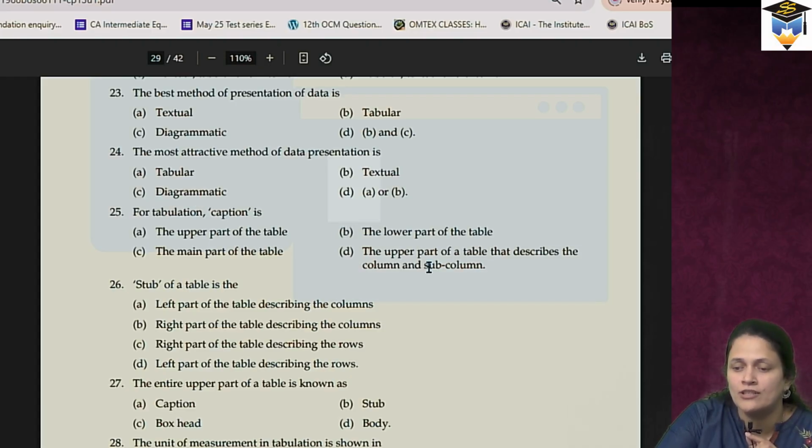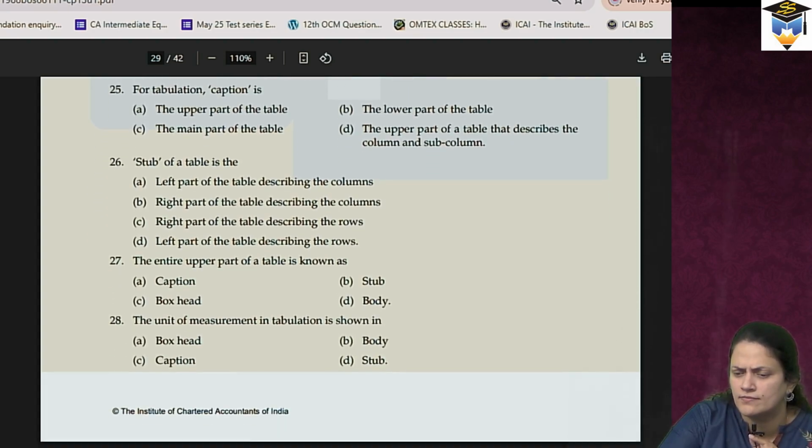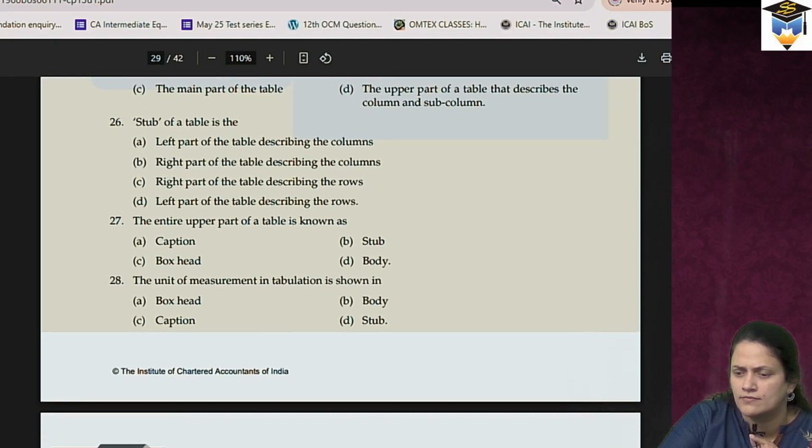For tabulation, caption is upper part of the table, option A. Stub of a table is describing the columns. Just check in the textbook whether they have given anything related to stub. Please check whether they have mentioned anything related to stub for a table.